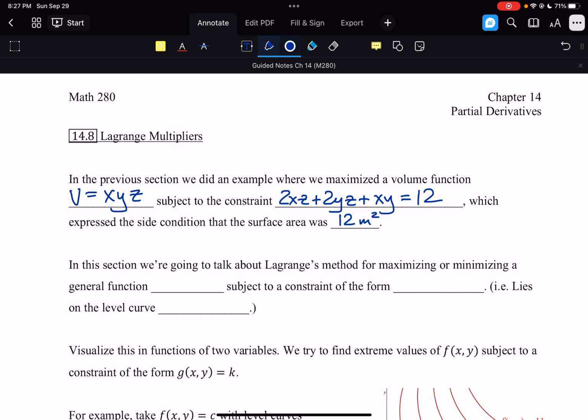Okay, so in this section, we're going to talk about Lagrange's method for maximizing or minimizing a general function, that's f of xyz, subject to a constraint of the form g of xyz equals k, or in other words, a constraint that lies on the level curve g of xy equals k.